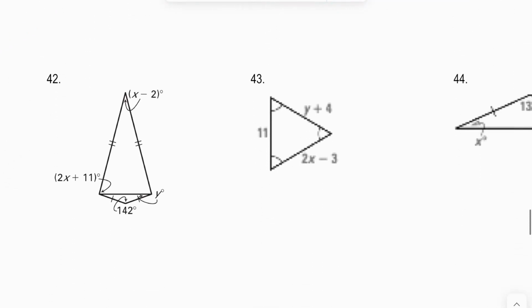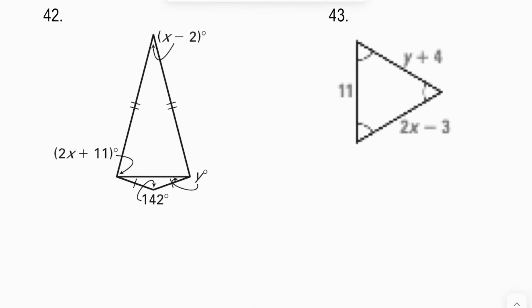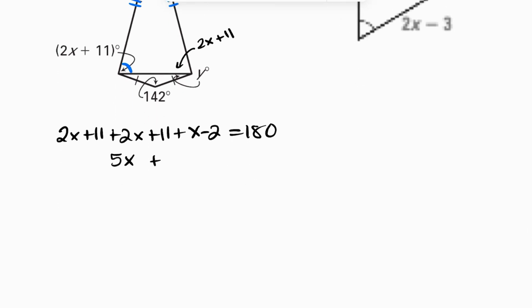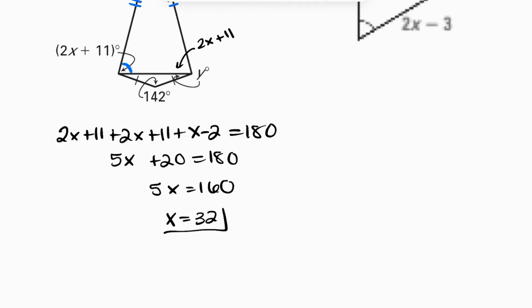All right, moving on to 42. In 42, we have a base angle of 2x plus 11. We know it's an isosceles triangle, so that means this angle is also going to be 2x plus 11. So we're going to add all three interior angles with the x in them together, and that equals 180. So 5x plus 20 equals 180. 5x equals 160. So x equals 32.